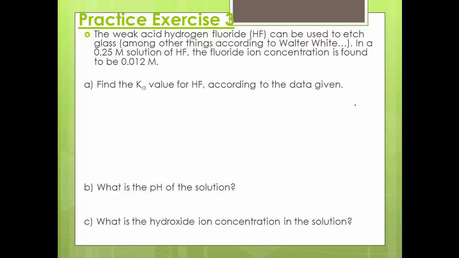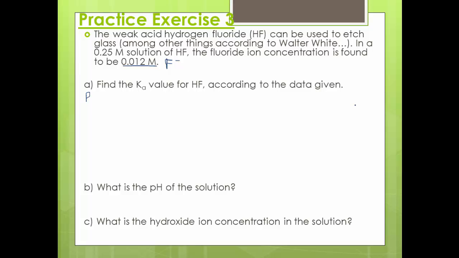The weak acid hydrogen fluoride can be used to etch glass. If you're in my class, you know that that might be among other things, according to the TV show Breaking Bad. In a 0.25 molar solution of HF, the fluoride ion concentration is found to be 0.012 molar. So that's the fluoride ion concentration. We're going to solve for Ka. All right, so this is a different situation. Ka is not given. We're going to solve for Ka.